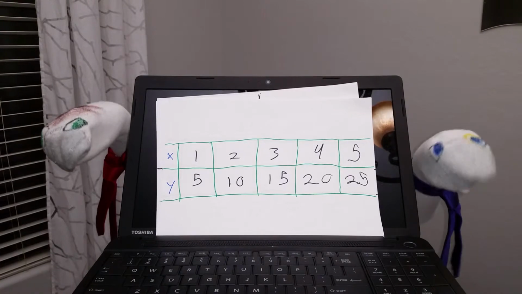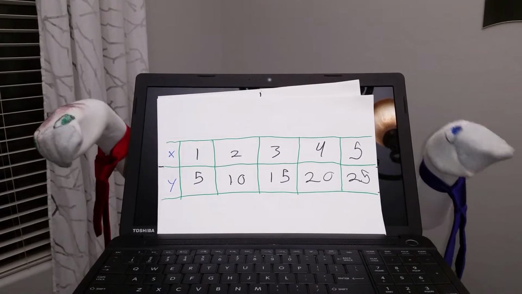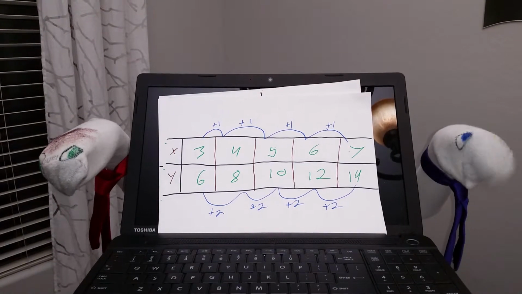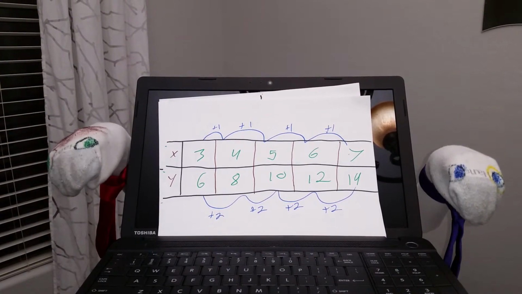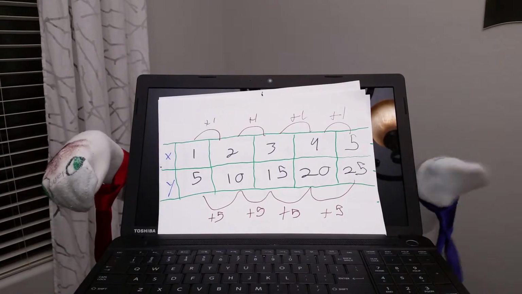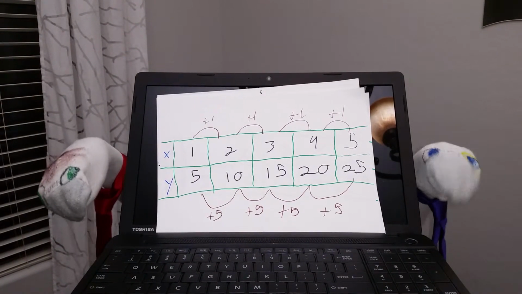To find the slope in a table, you count the difference between the numbers in the same line. An example would be this. Now, try to find the slope. All right, let me try. So the slope is 1 over 5. Not so fast. This is a very common mistake.